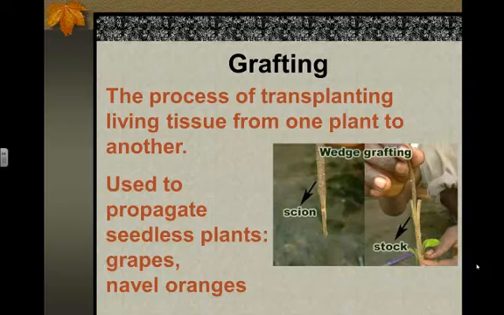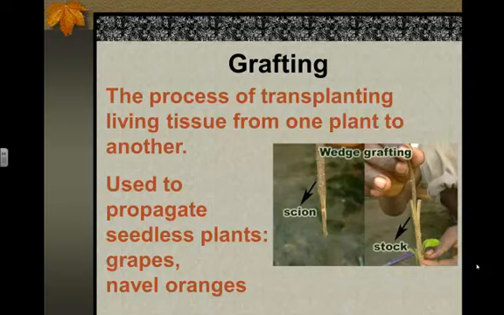And they're showing you the one that is being planted into the other, that's called a scion. You don't need to know this for a quiz or a test. And the one that is being planted into is called the stalk. A lot of hybrid roses are done this way. They're used to propagate seedless plants, grapes, navel oranges. That's one of the common ways that grafting is used.